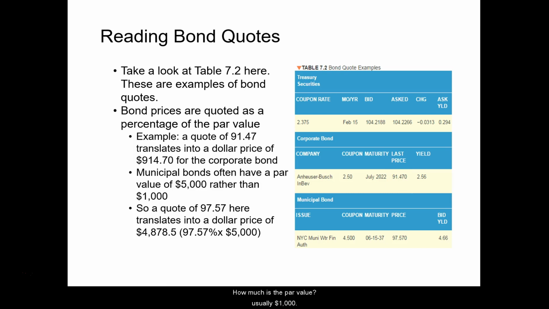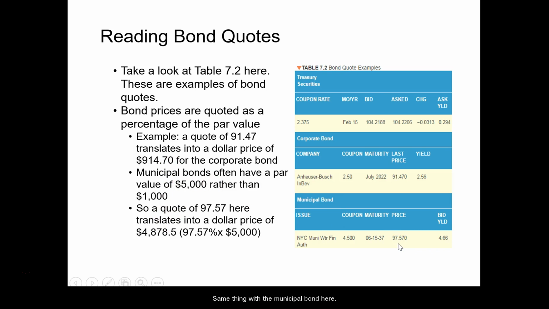How much is the par value? Usually $1,000. So for this bond that has a $1,000 par value, the price is actually 91.47% multiplied by 1,000. That's how you get a price of $914.70. Same thing with the municipal bond.